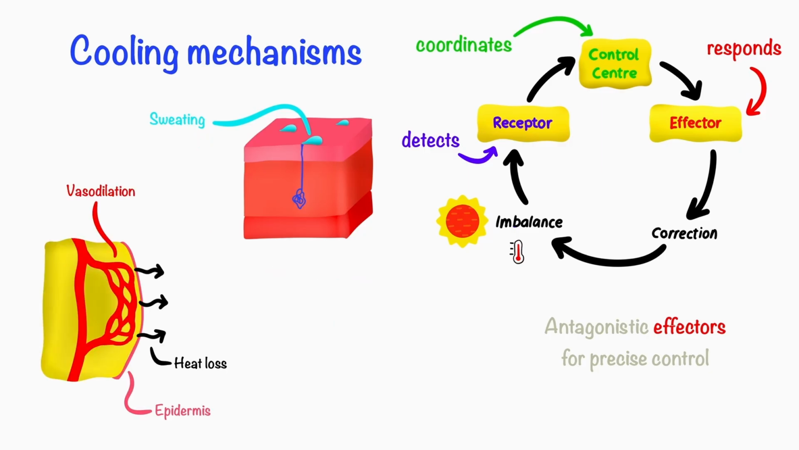Second, the blood vessels supplying the skin dilate, becoming wider. This is called vasodilation. Vasodilation allows more blood to flow close to the surface of the skin. This helps transfer heat energy from deeper tissues to the skin where it can be lost to the surroundings. These cooling mechanisms are particularly effective when the air is dry, promoting evaporation, and when there is a temperature difference between the body and the environment.